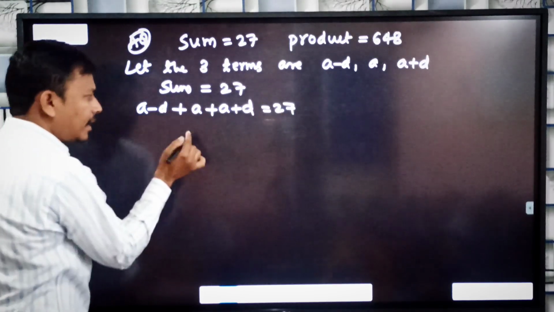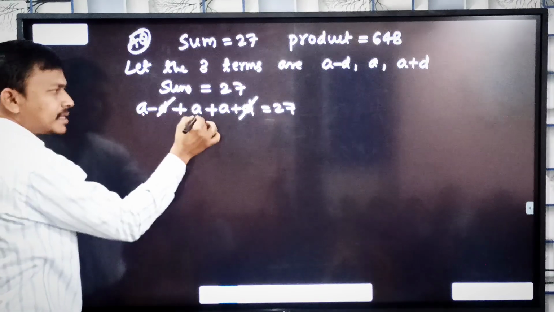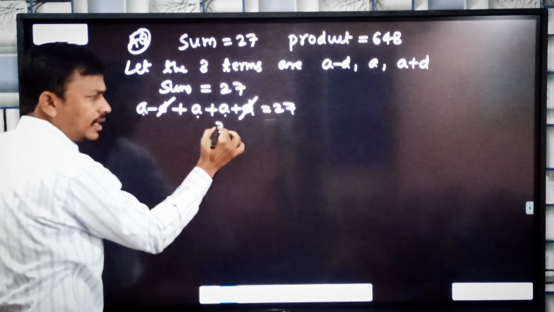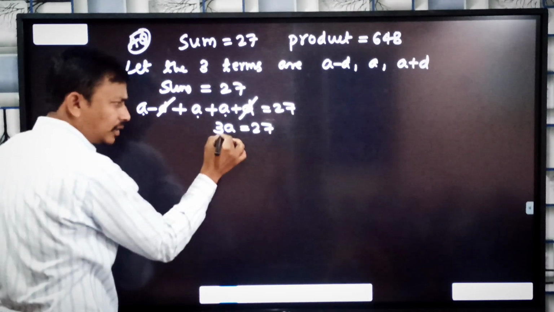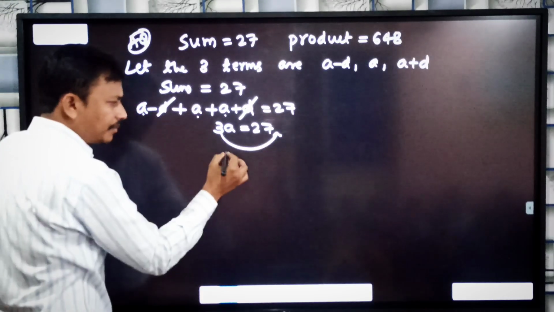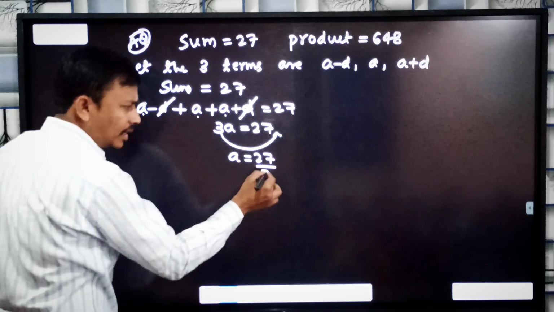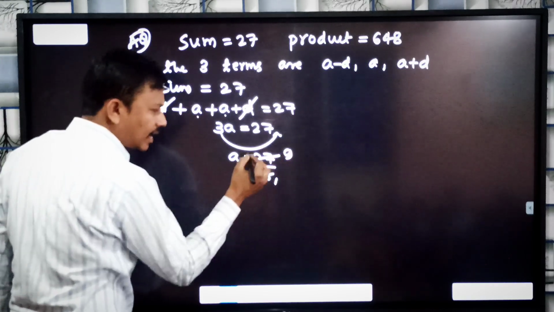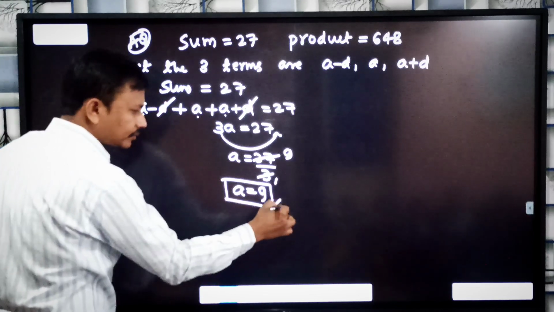Adding the 3 terms, minus d plus d cancel. a plus a plus a, 3a is equal to 27. Into 3, it will become what? Divided by. a is equal to 27 divided by 3. 3 ones are 3, 3 nines are 27. a is equal to 9. We got a value.